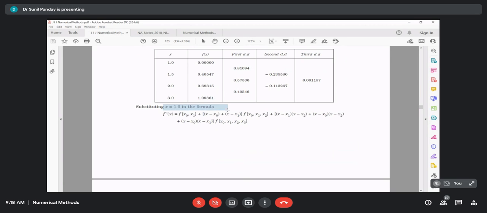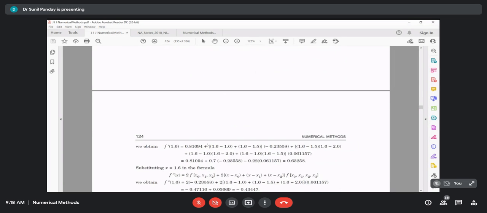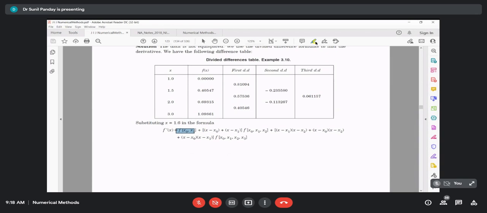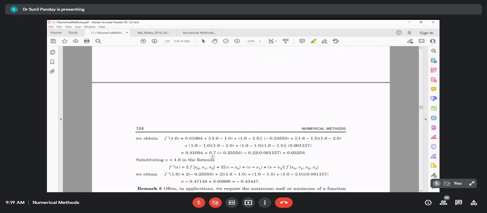Now you substitute here x equals 1.6 in this formula, and you substitute the value of the first divided difference from here. You substitute this here, and this here, and this is like x1, x2, x3. You substitute all this, and x is 1.6. After substituting all this, you have the value of the first derivative at the point 1.6.